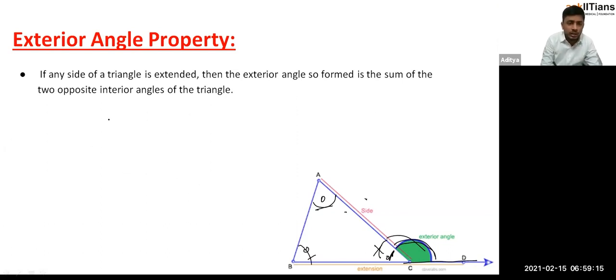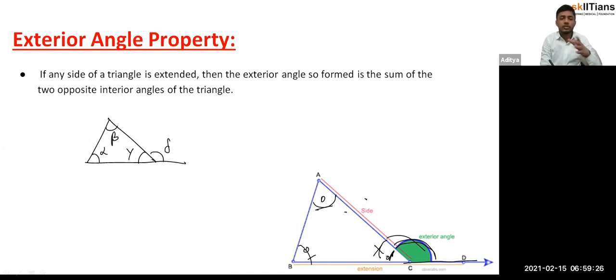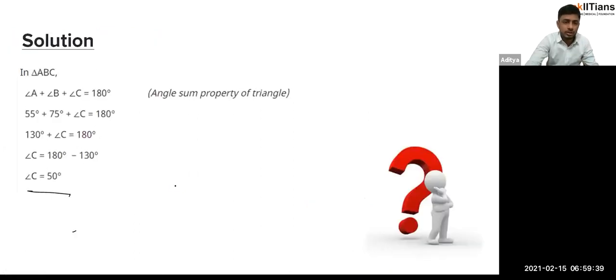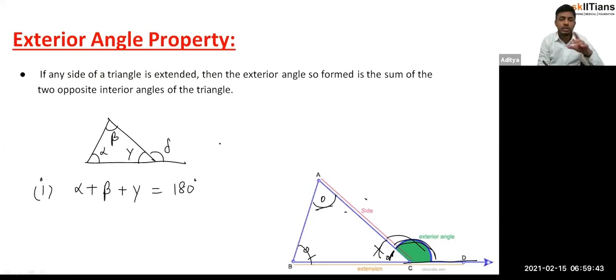It is very easy. Let us consider a triangle here where this angle is, let us say, alpha, this is beta, this is gamma, and this is delta. We have to prove that alpha plus beta equals delta. So first thing I can write is alpha plus beta plus gamma would be equal to 180 degrees using the angle sum property which we have just seen in the previous slides, right? So using angle sum property, the sum of the interior angles would be equal to 180 degrees.